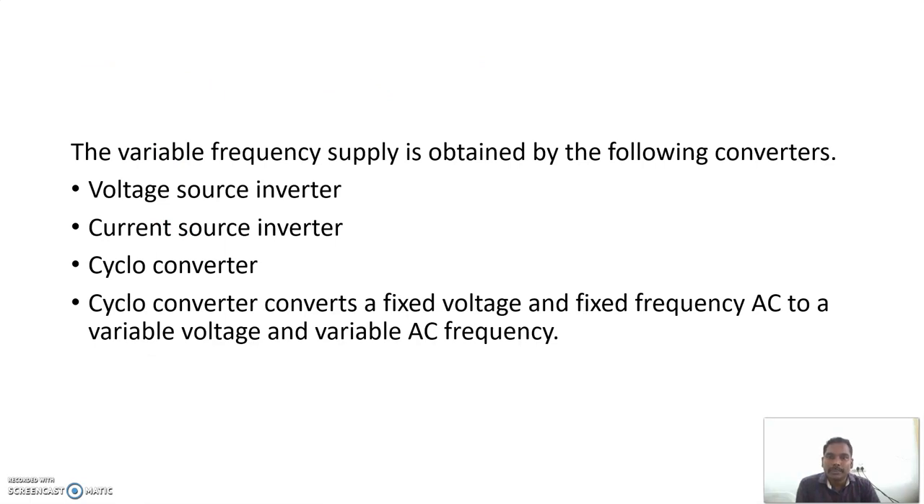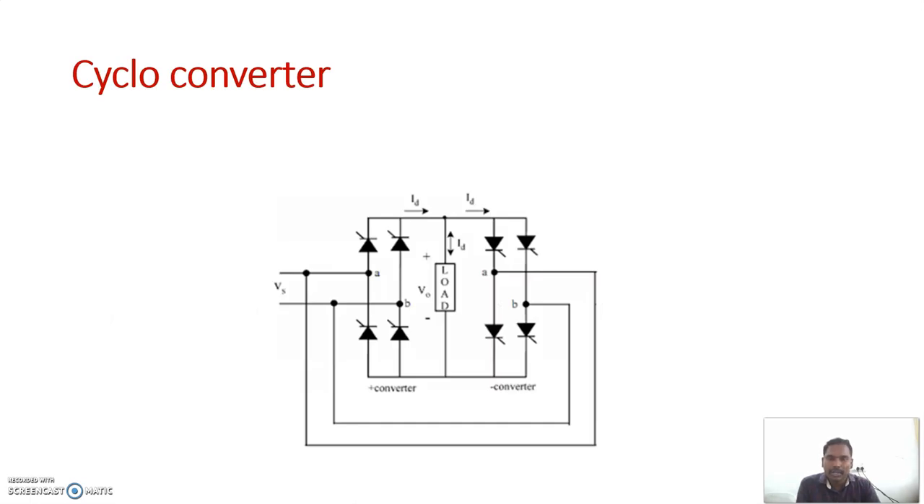The variable frequency supply is obtained by the following converters. We can go with a voltage source inverter, a current source inverter, or a cycloconverter, which converts fixed voltage and fixed frequency AC to variable voltage and variable frequency AC. These variable frequency drives are regularly used to change the speed of the machine. This is the model of a cycloconverter. Here we are using 4 thyristors to change the pulse.